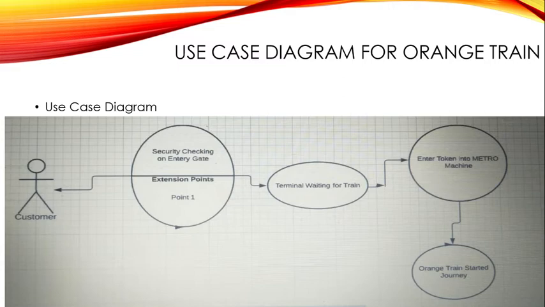Now we see our first use case diagram. In this diagram we have a customer who moves towards a security check to enter the Orange Line train, through the first gate, and then travels towards the train side, where he can sit or stand. There is a vending machine attached there, where he can put money and collect a metro token. After collecting it, he will be able to travel in an Orange Line train and take a journey. This is the whole system.